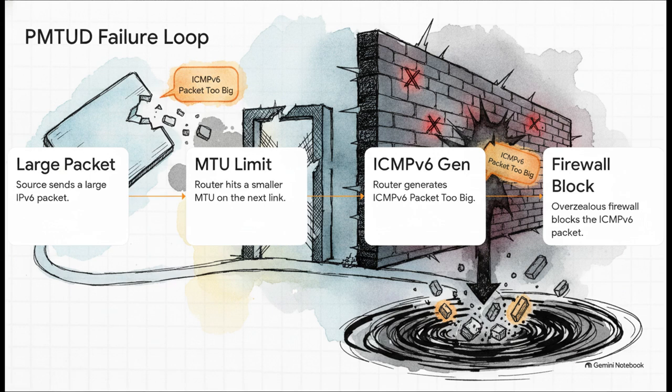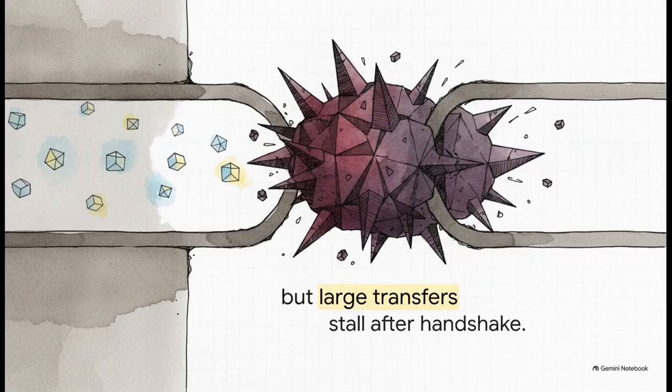It then generates an ICMPv6 packet too big message and sends it back to the source, basically saying, hey, send smaller packets. But what if an overzealous firewall administrator has decided to block all ICMPv6 traffic? Well, that critical packet too big message never makes it back to the source. So the sender keeps blasting large packets, the router keeps dropping them, and your traffic literally falls into a black hole.